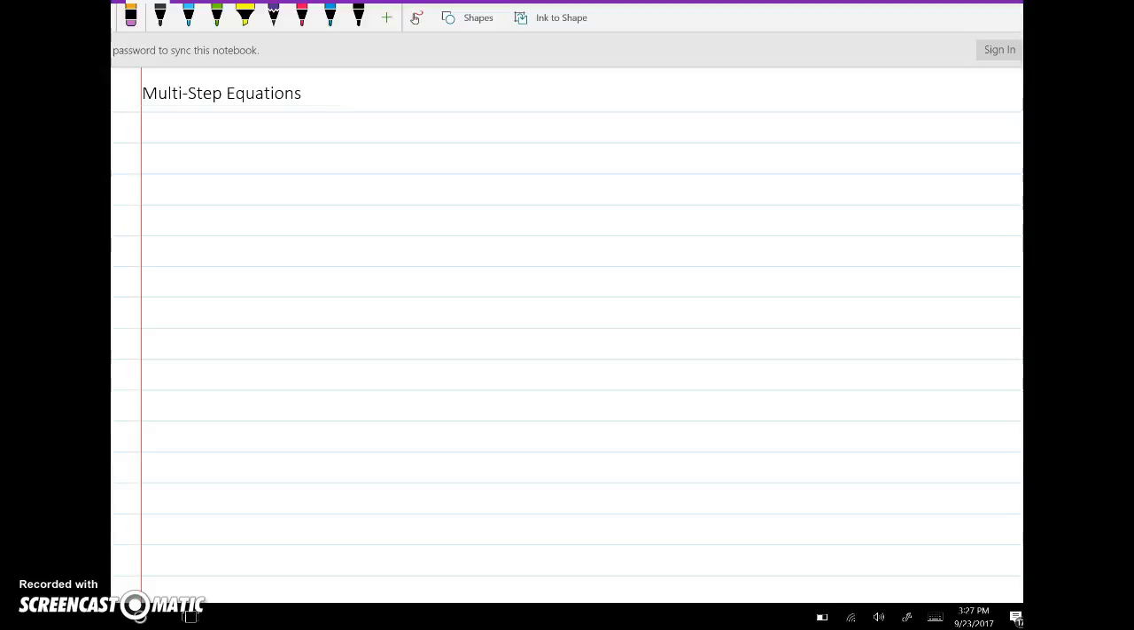So our first problem is going to be 5 equals 5m minus 23 plus 2m. Now, right off the bat, you can see that we have 2 terms with variables. Because they're the same variable, we can go ahead and combine like terms.